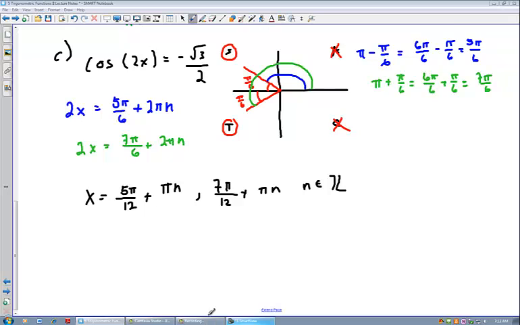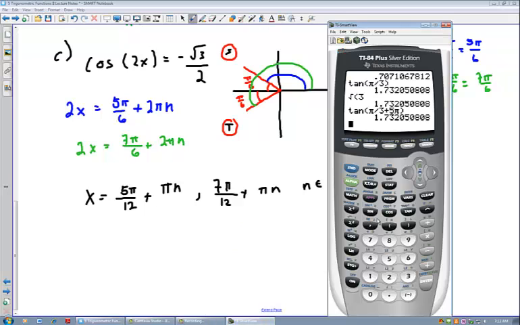Let's check our work just to make sure. So I have the cosine of 5 pi divided by 12, and I get back this, so now I know there's a mistake. How do I know there's a mistake? Because that should be negative √3 over 2. I see the mistake. Okay, so what's the mistake?